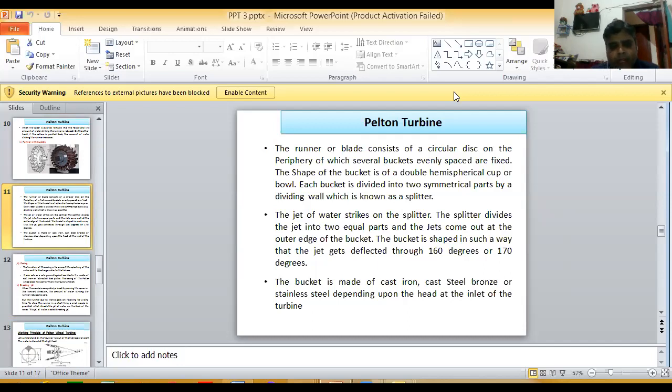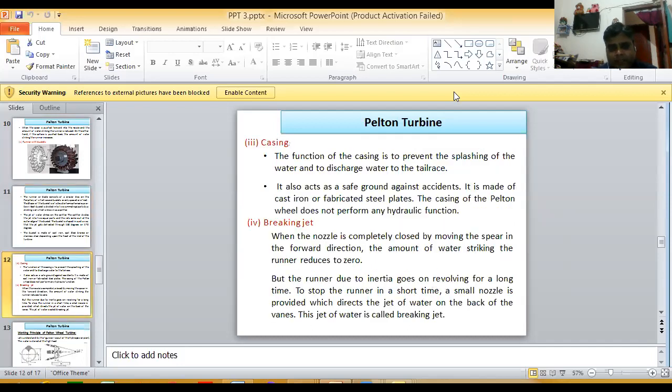The bucket is made of cast iron, cast steel, bronze, or stainless steel, depending upon the head at the inlet of the turbine.